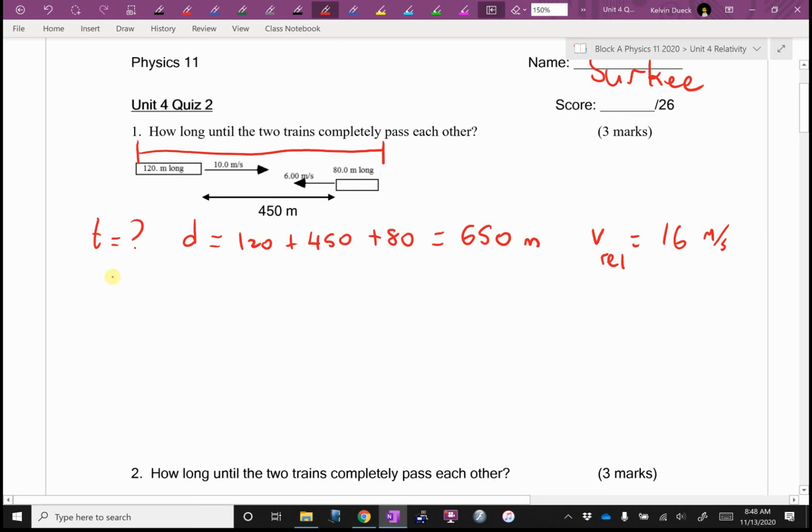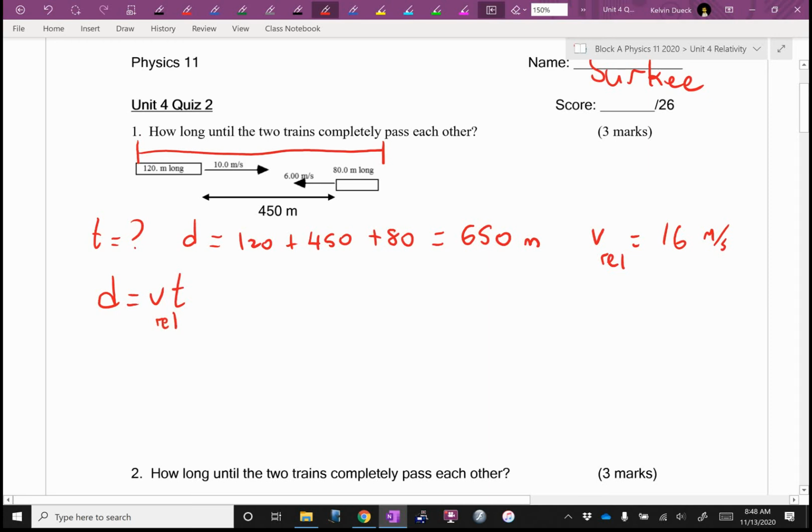And then we use D equals VT. What happened to one half AT squared? What's A? 0. And then in your original equation, it's D equals VIT, but if you're not accelerating, VI and VF and V average are all the same because you're going at a constant speed. And in fact, really what I'm arguing is that's the relative speed that I'm going to use right there.